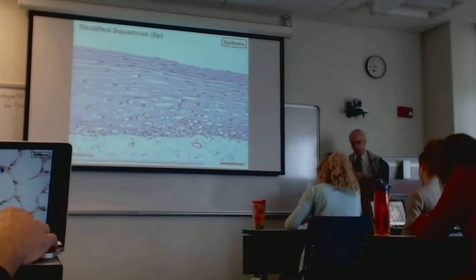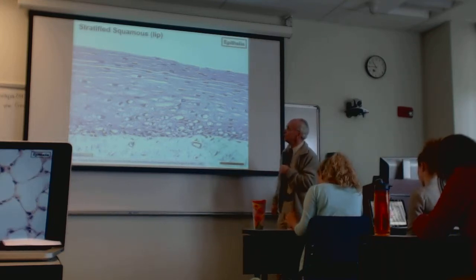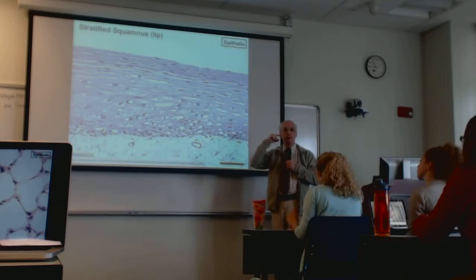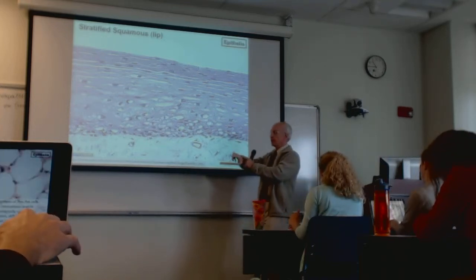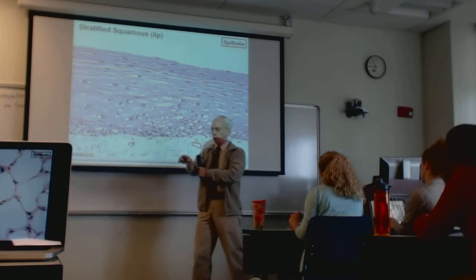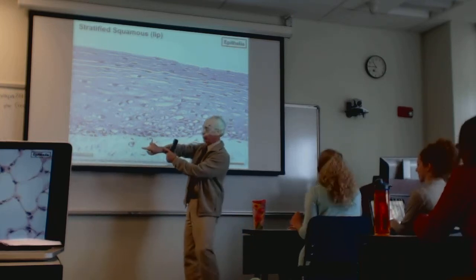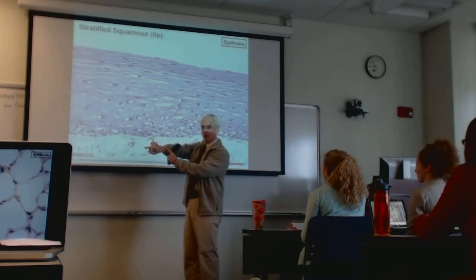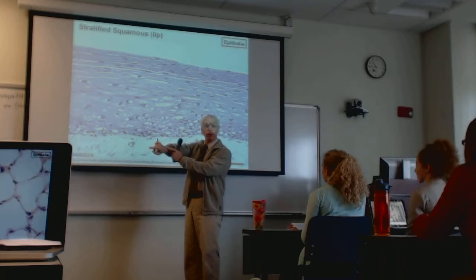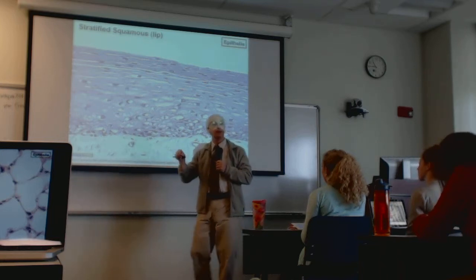This is stratified squamous. This is in the lip. Now the lip is a little bit funny because it is a transitional region in that the skin out here, if you reach over and scratch the person beside you very forcefully with your fingernail, a little white line will appear. Right? And that's because that stratified squamous skin in the integument is keratinized.